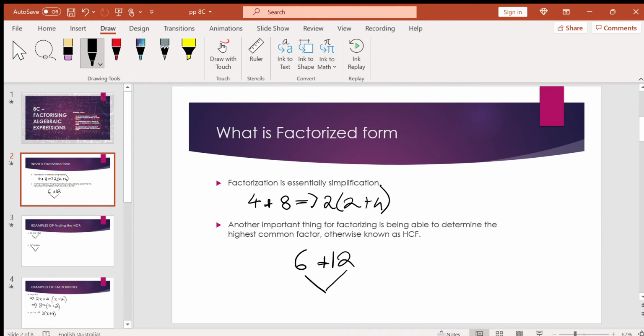Another important thing for factorizing is being able to determine the highest common factor, otherwise known as the HCF. The HCF means you have to find a number which is a factor for all the terms in the expression. Therefore, a number that is a factor for all the terms in this expression is 6, as 6 times 1 is equal to 6, and 6 times 2 is equal to 12.